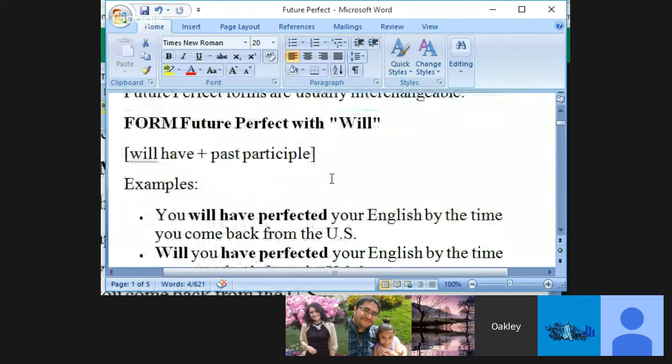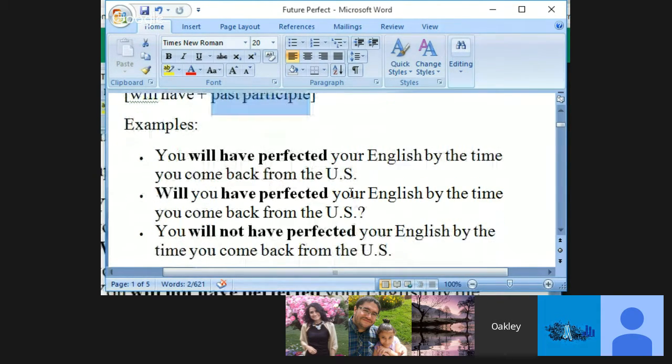Okay, looking at the forms a little more closely. Will, and then of course the perfect have, and the past participle. Of course, the past participle for regular verbs just has ed. Irregular verbs, of course, you have to learn the present or infinitive form, the past form, and the past participle form.